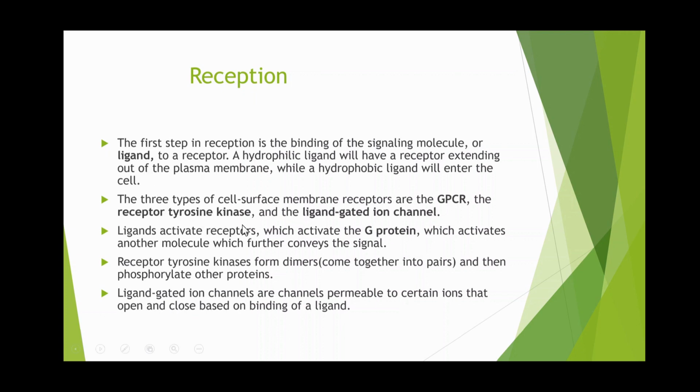There are three major types of membrane receptors: the GPCRs, which stand for G protein coupled receptors, the receptor tyrosine kinase, and the ligand-gated ion channel. We'll start with the first one.